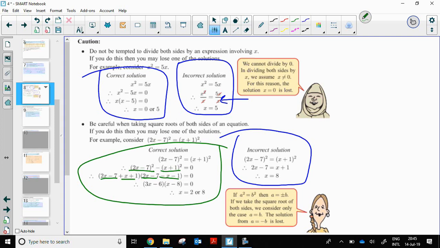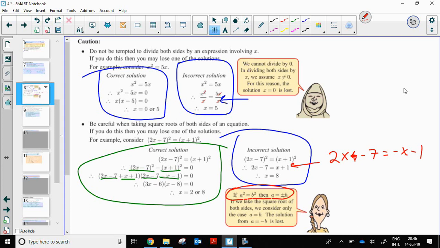And we could also employ this little tip right here. If a squared equals b squared, then a is equal to plus or minus b, meaning that in addition to 2x minus 7 equals x plus 1, we should also be solving 2x minus 7 equals minus x minus 1. Because if we solve that one, we end up with the solution x equals 2.